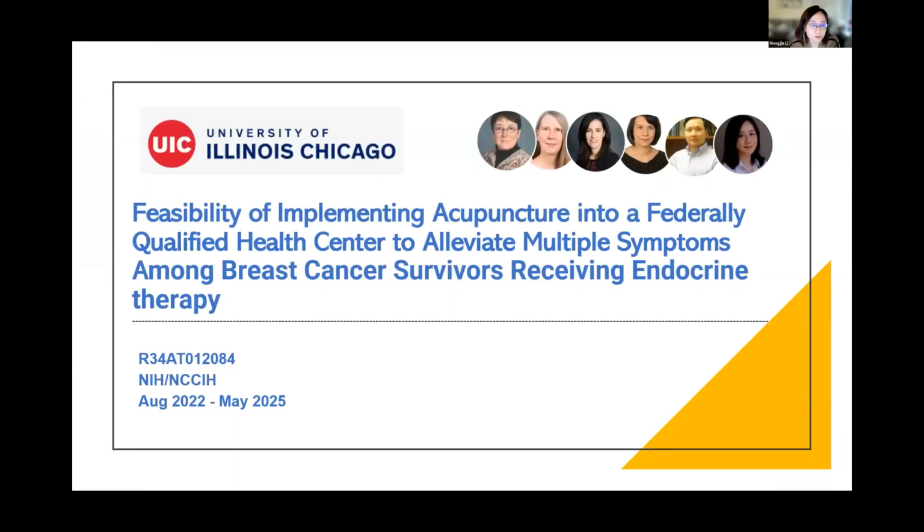So in order to solve this gap in clinic and in research, we developed a study, and it was funded by NCCIH last year to implement acupuncture into federally qualified health centers to alleviate multiple symptoms among women with breast cancer during endocrine therapy. I'm the principal investigator for this study, and Dr. Judith Schaelger is the co-investigator with other co-investigators.